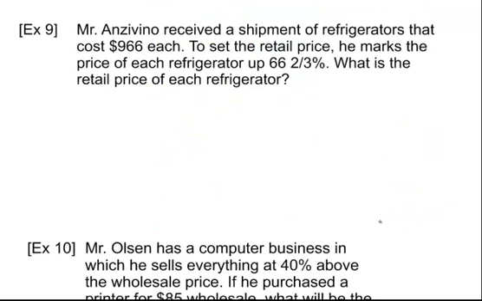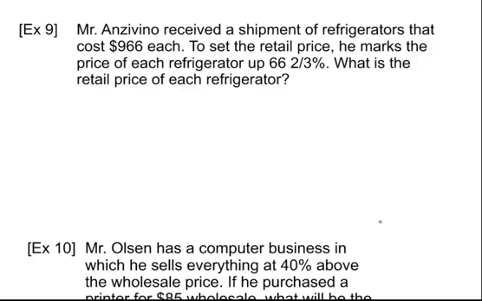All right, 2 more. Let's try number 9. Mr. Anzavino received a shipment of refrigerators that cost $966 each. To set the retail price, he marks the price of each refrigerator up 66 2/3%. What is the retail price of each refrigerator? That's how businesses make money. They buy things from the manufacturer, and then they mark it up. And then you buy it, and then they get a profit.